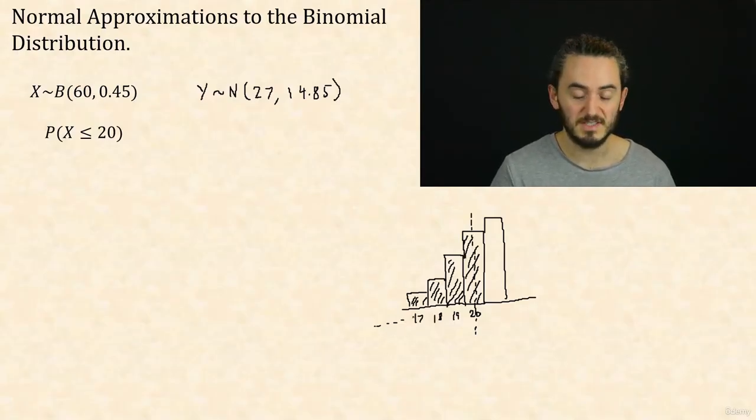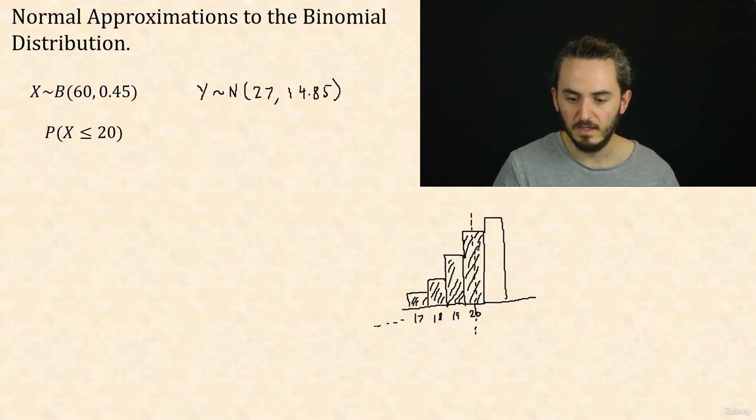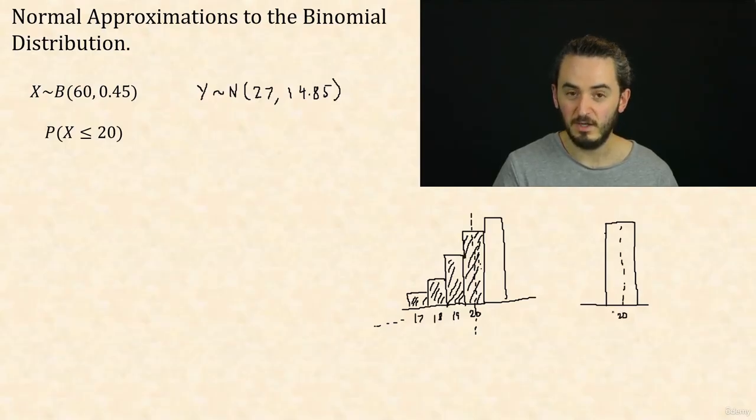Because remember, normal is continuous, so there's a difference between 20 and 20.0, 20.05 and 20.3, and all of these things. So if we only had everything to the left of that line, we'd be missing half of that bar, all of that stuff there. So you have to, and let's just zoom in, recognize that the 20 bar on the binomial distribution, 20 sits in the middle of it, which means it occupies all of the space from 19.5 up to 20.5.